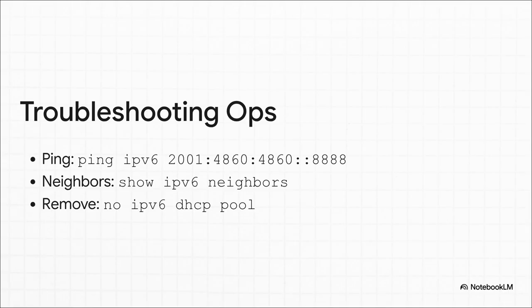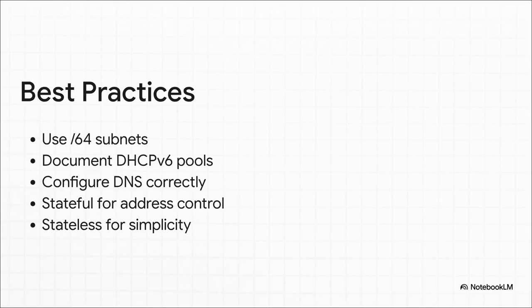And importantly, if you make a typo or totally botch your pool setup, you don't have to start from scratch on the whole router. Just use the no command, literally no IPv6 DHCP pool followed by the name, to neatly tear down that specific pool and rebuild it cleanly. Before we wrap up, let's quickly summarize the core best practices from modern IPv6 deployments, straight from our source text. Number 1, always stick to /64 subnets on your client interfaces. Why? Because this specific prefix length is strictly required for SLAAC to function properly in your stateless environments. It literally needs exactly 64 bits for the network and 64 bits for the host ID.